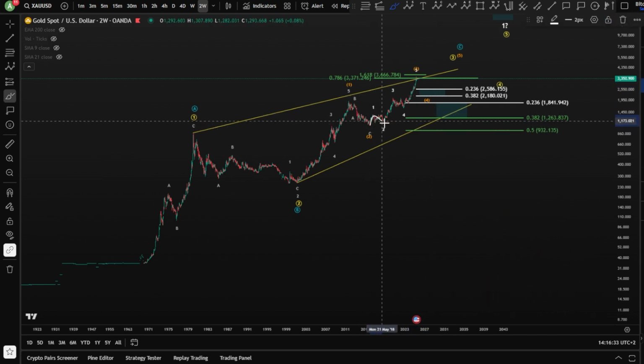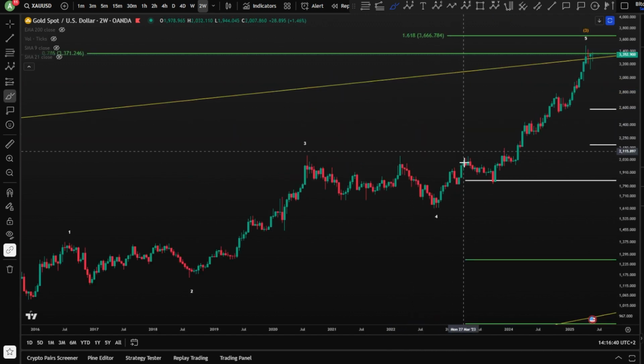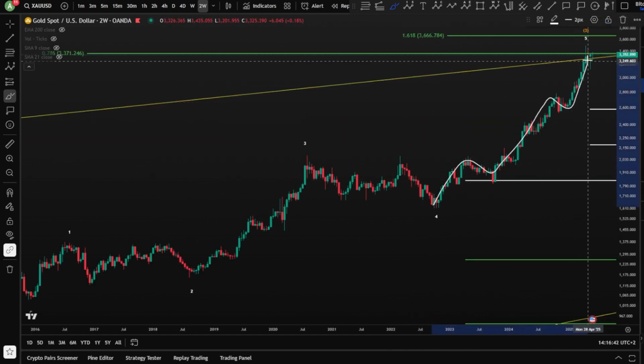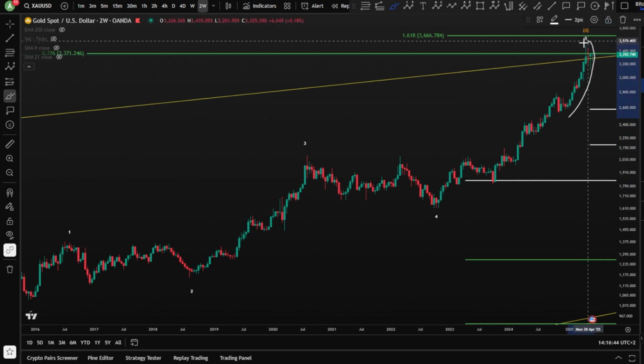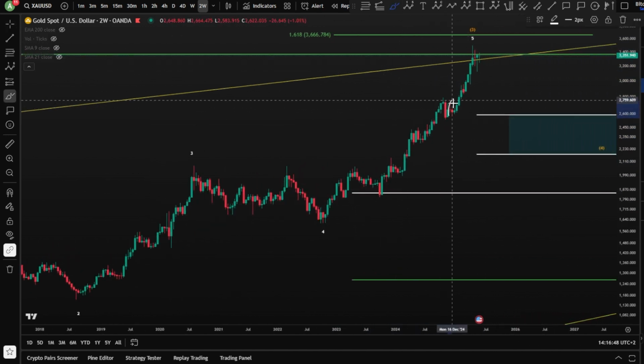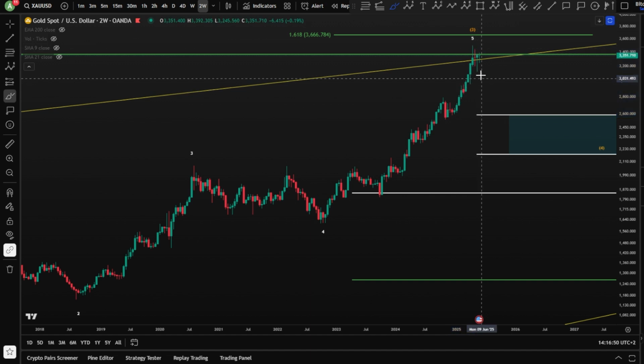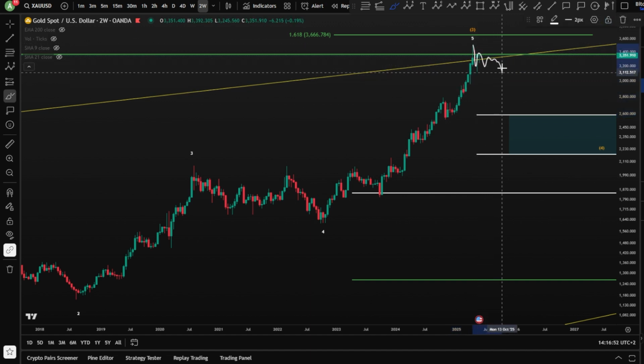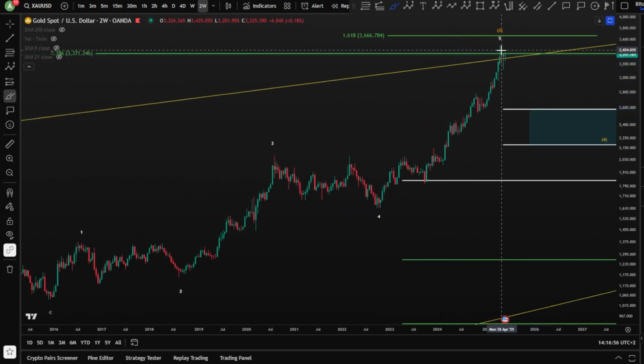And that is because you have finished a 1, 2, 3, 4, 5 impulse here, and inside this wave 5, you finished also a 1, 2, 3, 4, and a 5. Also inside this wave 5 here, you have finished an impulse which is a 1, 2, 3, 4, and a 5. And currently you are looking for a correction that might of course bring us towards the downside.